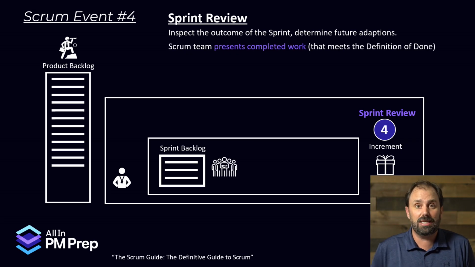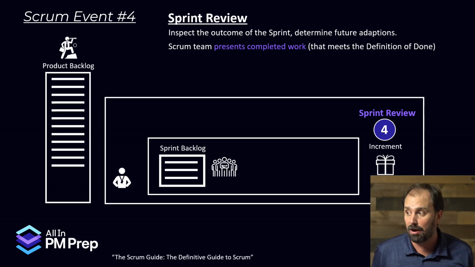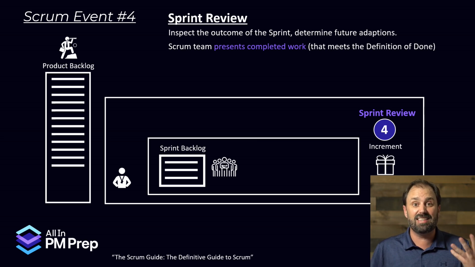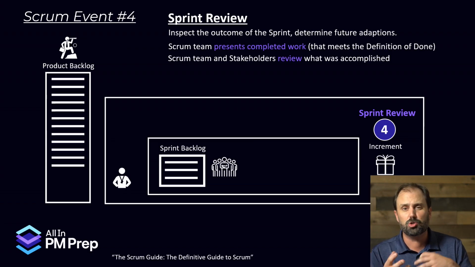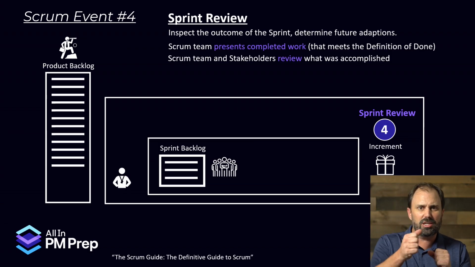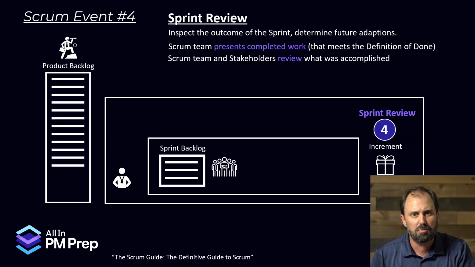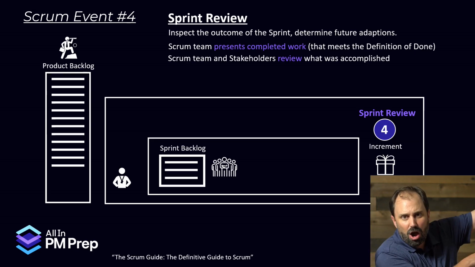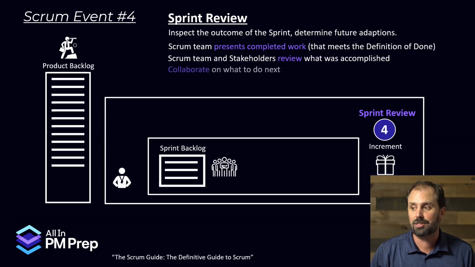Now, the Scrum team presents the completed work to the product owner and the customer and stakeholders, whoever's there, that meets the definition of done, okay? And the Scrum team and the stakeholders review what was accomplished. They look at the form, the functionality. Does it work the way it thinks it should be? What new ideas do they have? Any new ideas go back to the backlog. And if it's an approved product, it can go off to the customer, okay?